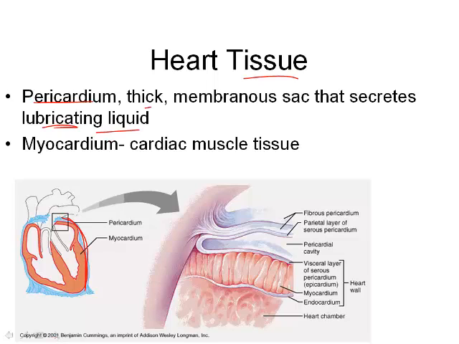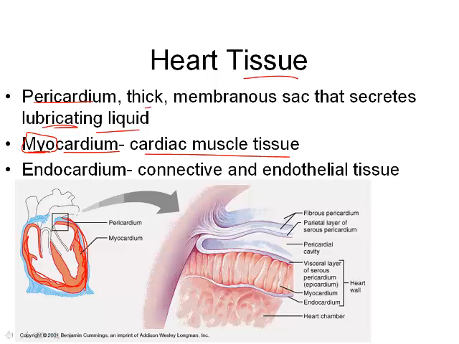The myocardium, we know that myo means muscle. So the myocardium is the cardiac muscle tissue. Again, this is the stuff that is actually being contracted in order to pump our heart. And then the endocardium, this is the inner layer, and this is where there's some connective tissue and endothelial tissue.